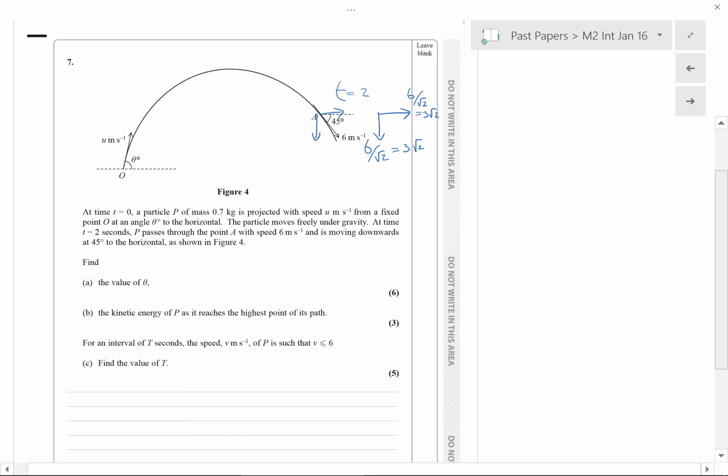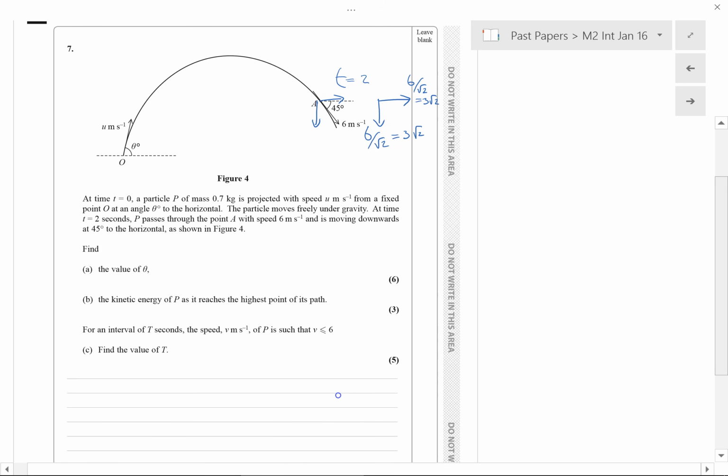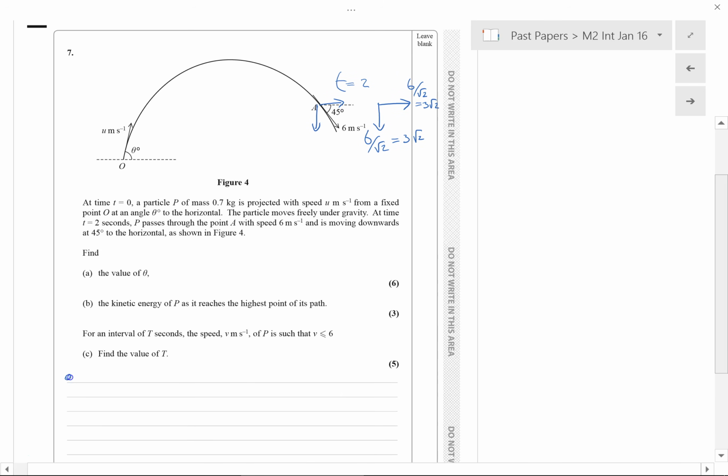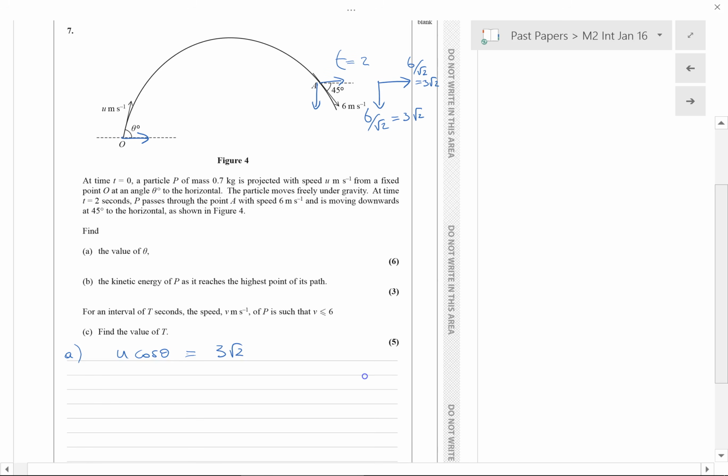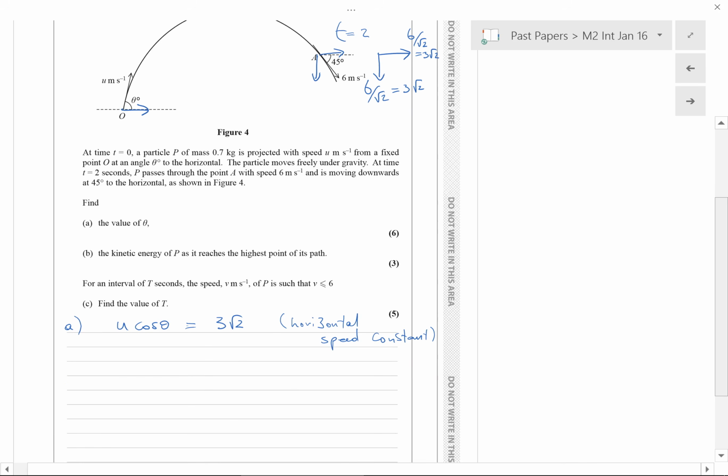That's going to help us a lot because we're going to find a value of theta. I think it's going to be quite a nice start to this question because the horizontal speed is constant. So u cos theta must be equal to the 3 root 2 that we had here. So the horizontal speed is constant. Okay, part B, oh sorry, part A, getting ahead of myself.